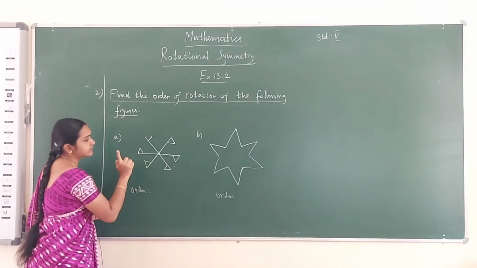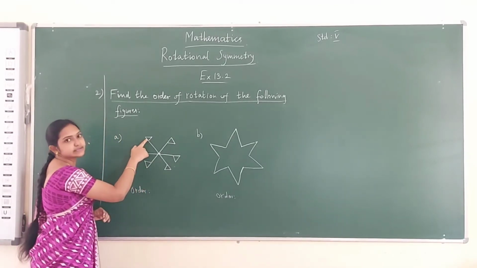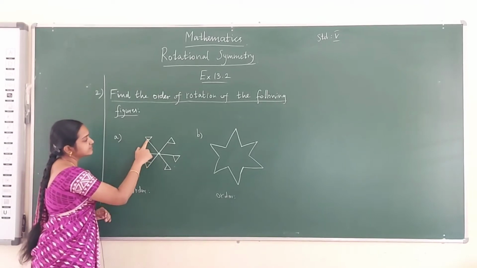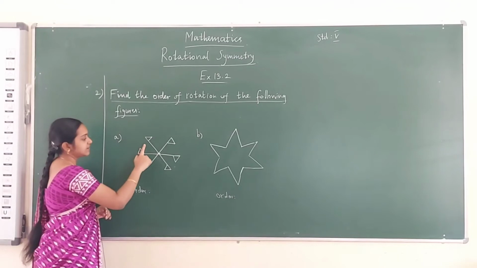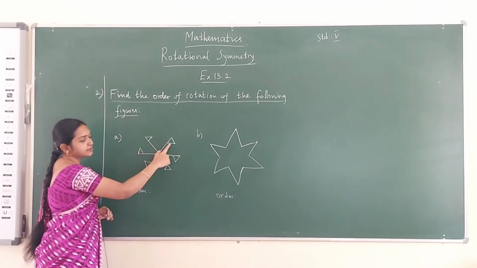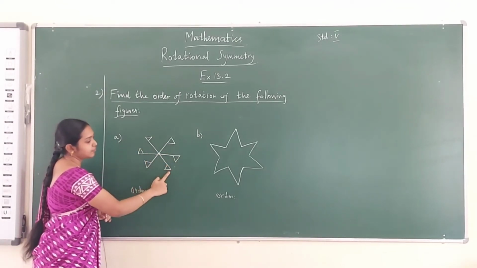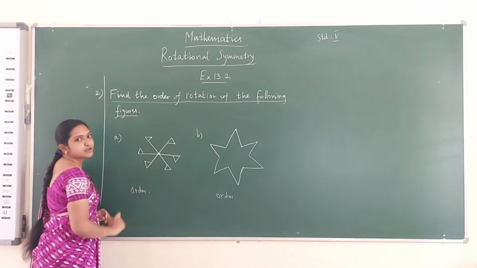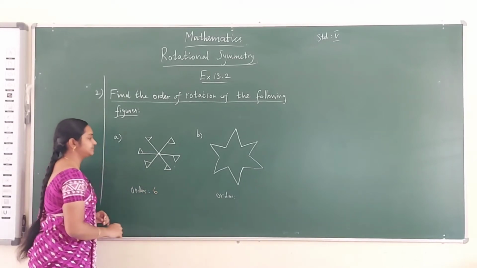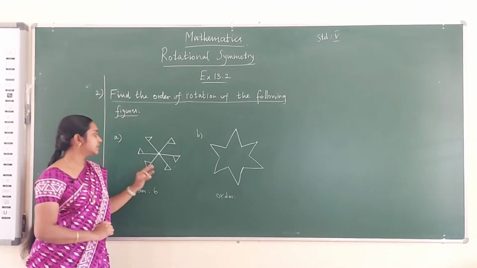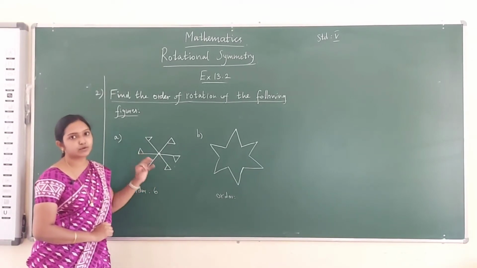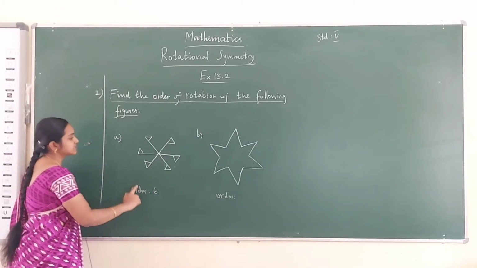While rotating, first this triangle will reach this place at the first rotation. So one time it looks the same. Then again this triangle will reach here. 2, 3, 4, 5, 6. So the order is 6 here. While rotating 6 times, the object will look the same as the original image. So the order is 6.